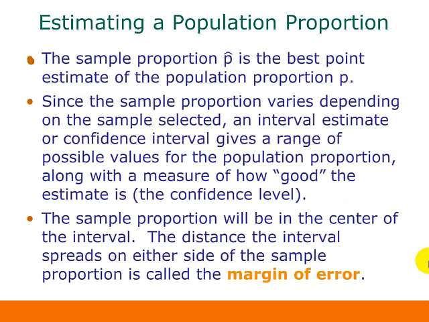When we're estimating a population proportion, again, the sample proportion p hat is the best point estimate of the population proportion p. But since the sample proportion varies depending on the sample selected, an interval estimate, or a confidence interval, gives a range of possible values for the population proportion, along with a measure of how good the estimate is, the confidence level. The sample proportion will be in the center of the interval. The distance the interval spreads on either side of the sample proportion is called the margin of error.